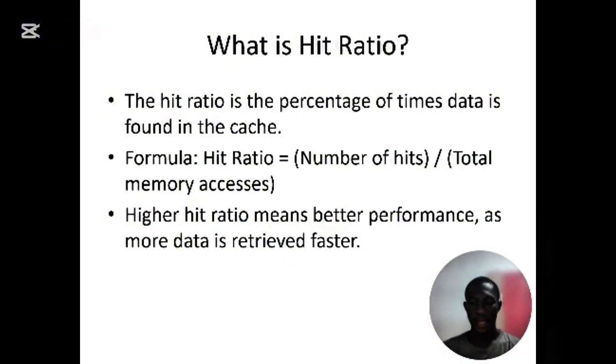What then is hit ratio? Hit ratio tells us how often the system finds data in the cache. We calculate it by dividing the number of hits by the total number of memory accesses. It is usually a percentage, for example, a 90% hit ratio means 9 out of 10 times the data is found in the cache. A higher hit ratio means the system is faster and more efficient.